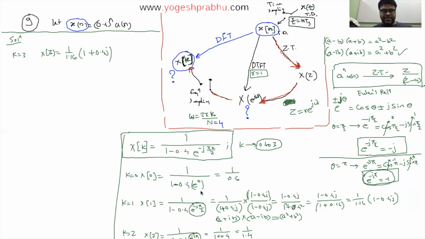You see, the first value for k equals 0, I got this. Then for k equals 1, I got this answer. Then k equals 2, I got this answer. And for k equals 3, I got this answer. And it's time to write down the final answer.